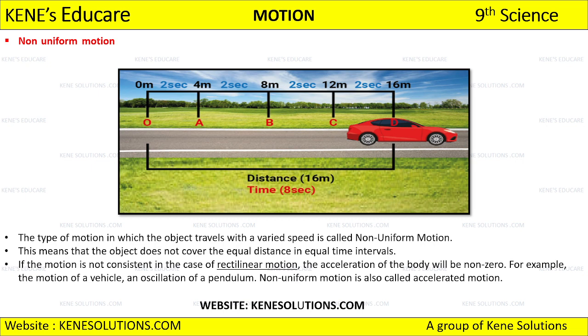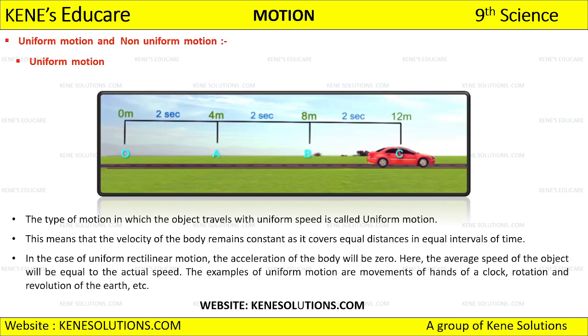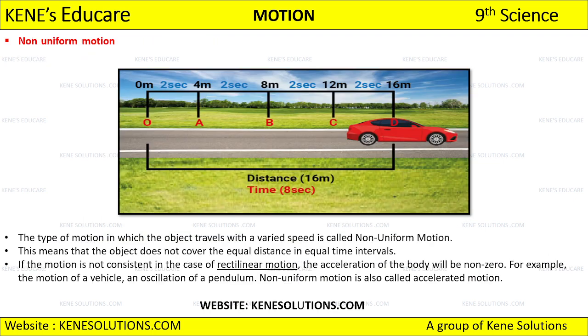0 meter to 4 meter, it took 2 seconds. From 4 meter to 8 meter, it again took 2 seconds. But from 8 meter to 12 meters, it took 2 seconds, and then 12 to 16, 2 seconds. So the total distance they have traveled is 16 meters, and the time taken is 8 seconds, right? So 16 meters in 8 seconds, and over here, it took 12 meters in 6 seconds, right?